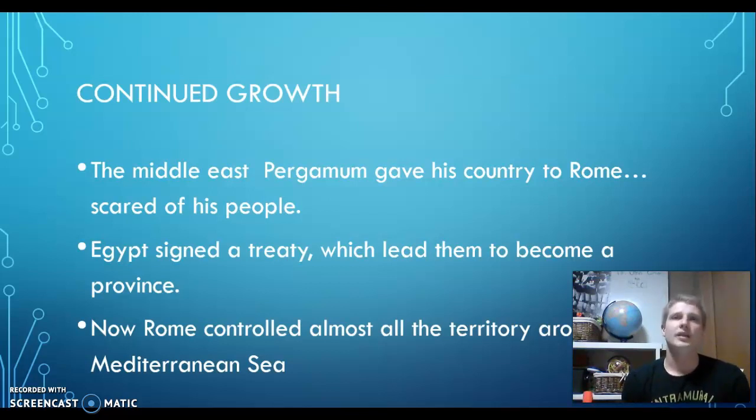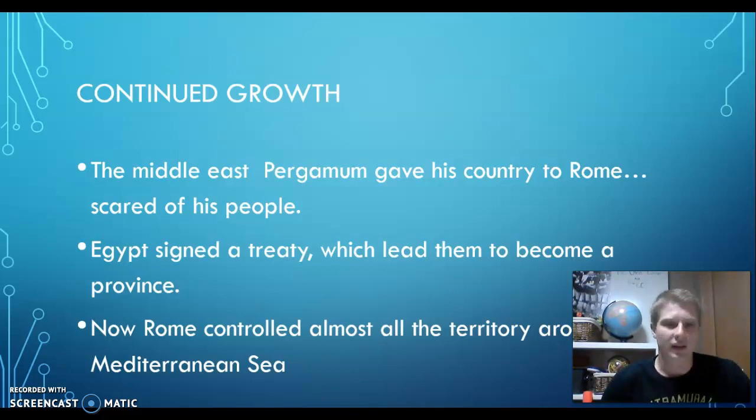So it wasn't all bloodshed, and it wasn't all threat and fear, but it was also through people buying into the ideas of the republic that they had. Egypt ended up signing a treaty, which led to them becoming a province, and then now Rome controlled almost all of the territory around the Mediterranean Sea. There's some parts where it wasn't controlled, but that's like the desert. There's other places, but very quickly growing.